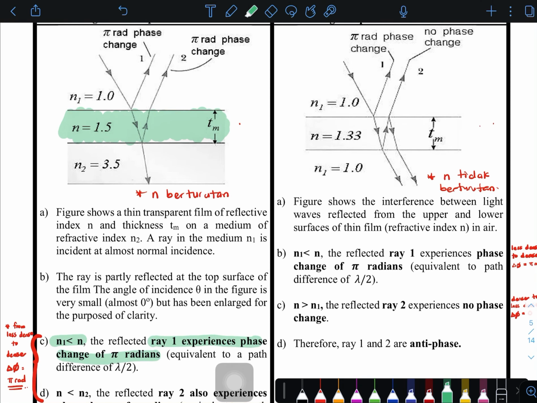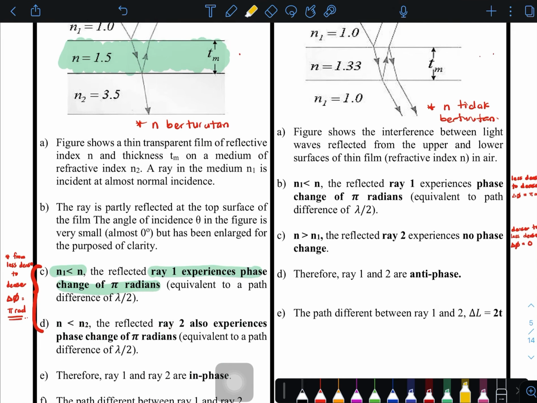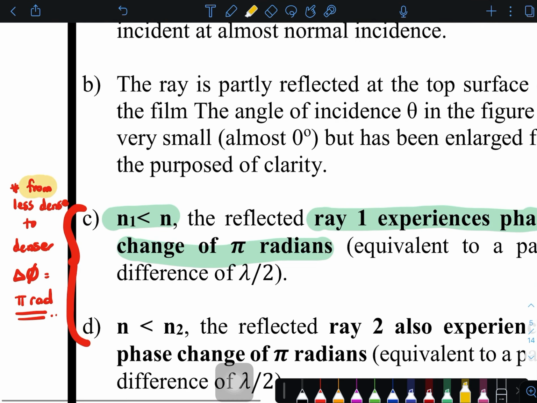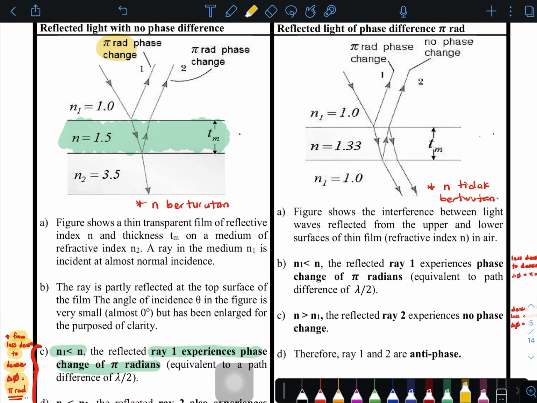Kenapa? Okay, kalau kamu tengok kat sini, N1 ni nilai dia 1. N ialah 1.5. 1 lagi kecil daripada 1.5. So, bila dia terpantul, dia akan ada phase difference sebanyak pi radian. Okay, so kalau saya tuliskan dekat sini, from less dense to denser, dia akan ada phase difference sebanyak pi radian. Okay, so dia terpantul sebanyak pi radian. Ini daripada less dense to denser.